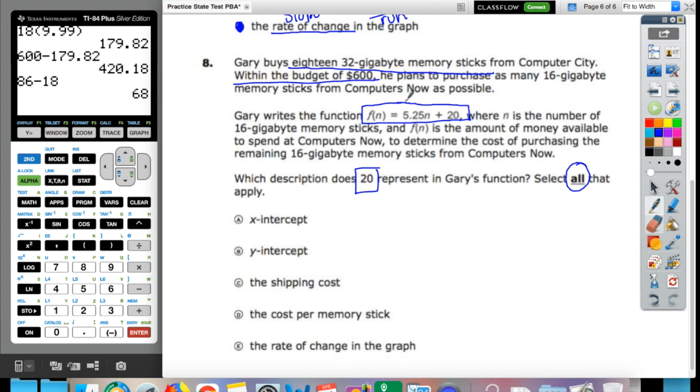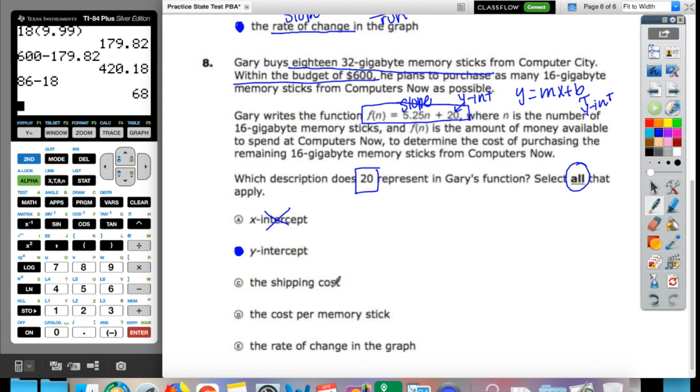So remember 5.25, that was your slope. What was the last number in y equals mx plus b? That b, that is your y-intercept. That's your initial value. So that's what 20 is. So is it the x-intercept? Nope. Is it the y-intercept? Yes, that's what your last value in y equals mx plus b is. But it says select all that apply, so we have at least one more.